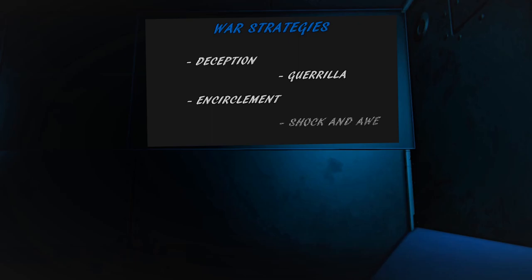Now there's a lot of different war strategies, offense and defense, but today I picked out four different ones that may pique our unique interests. First one is deception, then guerrilla tactics, encirclement, and shock and awe. All of these have been used in real previous wars.